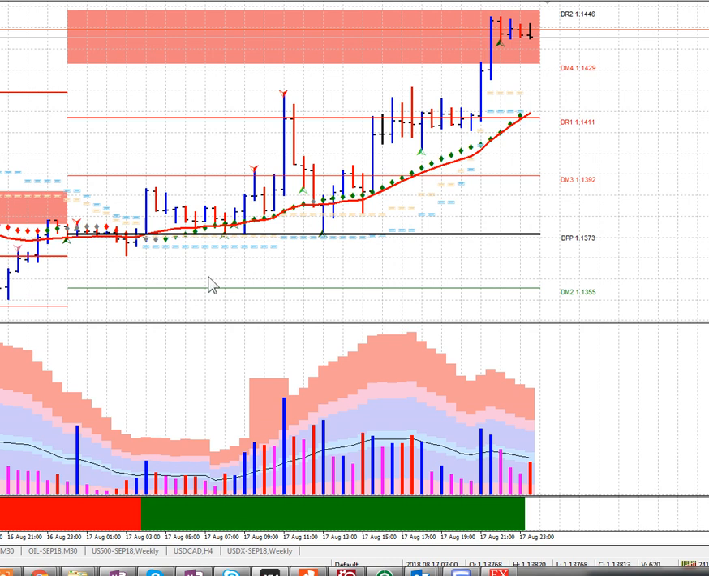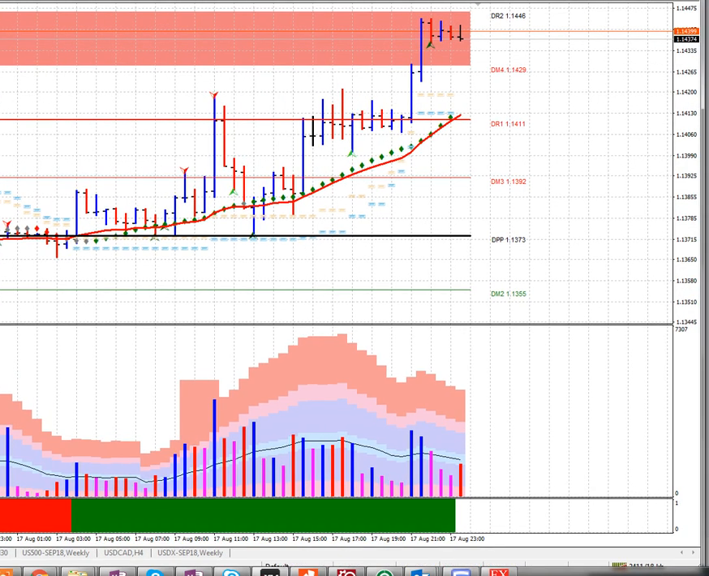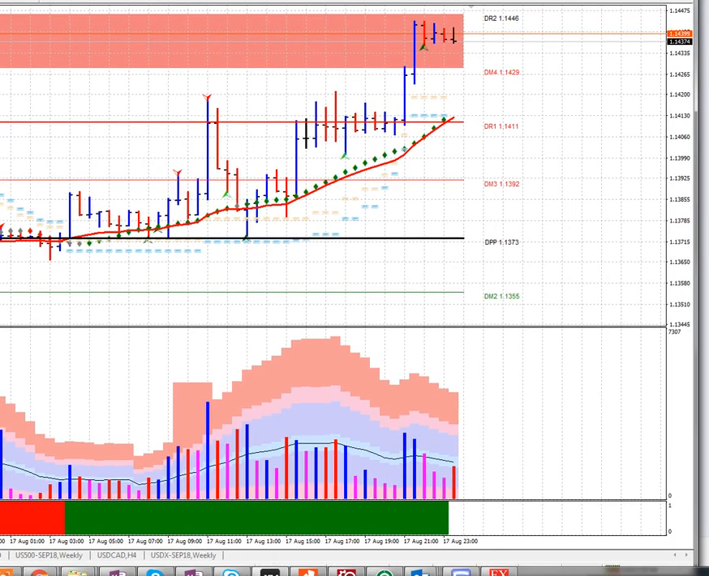This is a 30-minute chart of the Euro US dollar. Removing my chart here. Hopefully you can see the numbers now. This is how I use daily pivots. This is a daily pivot indicator. This is the M3, the R1 and the R2. Very conservative targets are the R2 and the S2.